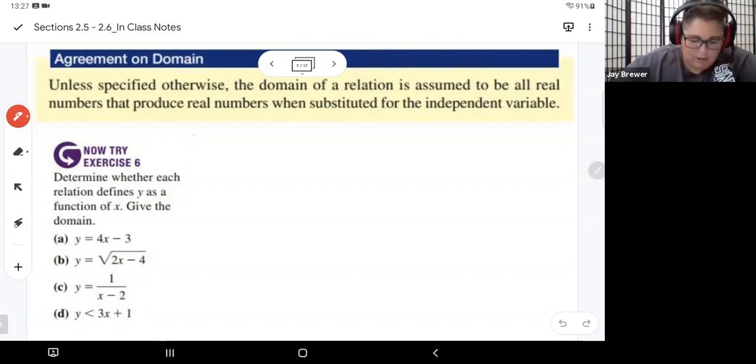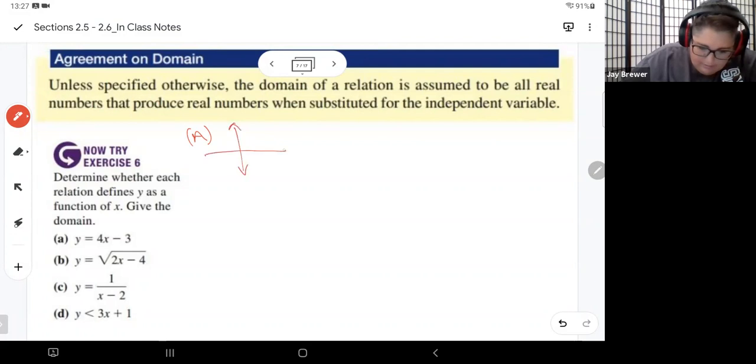If we were to graph A, and we're not going to graph each one of these, but if we were to graph A, we would have negative, we're going to just do it lazy style. So -3, and then we would go up 4 and to the right 1. Okay, so that would be our line.